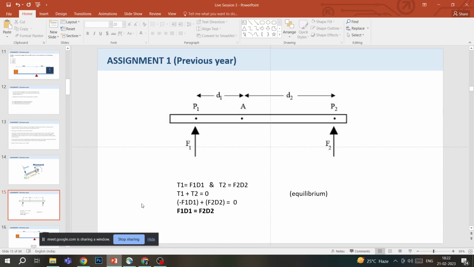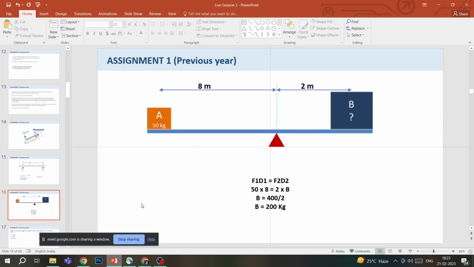So that means T1 acting at P1 and T2 acting at P2, the summation of both would be 0. Now we convert T1 and T2 into F1 d1 and F2 d2. Why one of these is written in minus is because one is anti-clockwise and one is clockwise, and when you are adding up moments, you have to write them in the same sense. So if one of them is acting in a different direction, you have to write it in minus. So that's why it's minus F1 d1 plus F2 d2, which means that F1 d1 is equal to F2 d2. This is how we arrived at this equation.